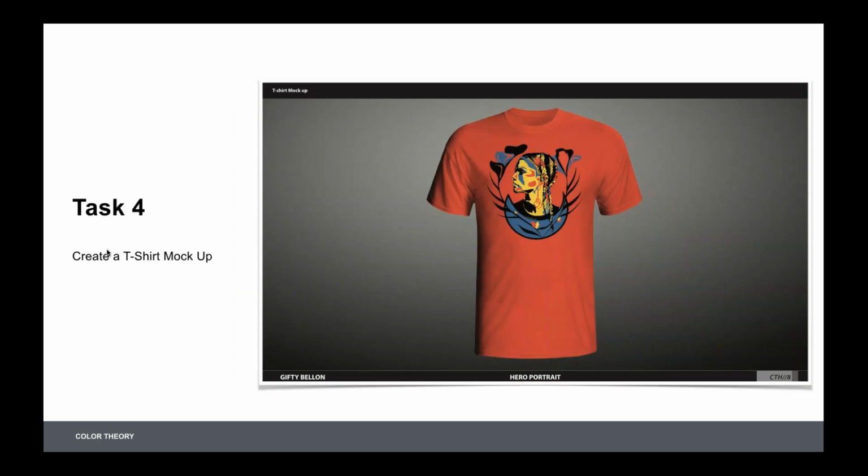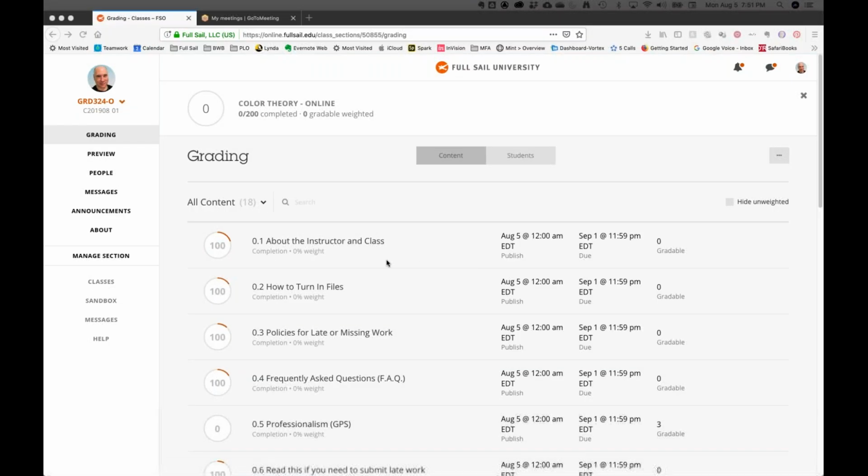The final task, or the last task in the design part, is to create a t-shirt mock-up. Again, we have a Photoshop template that you're going to use very easily.